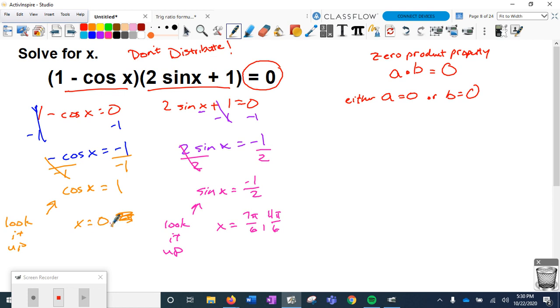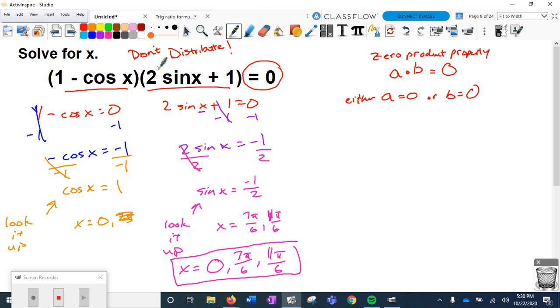So since 0 solves this part and 7 pi over 6 and 11 pi over 6 solve this part, they are all part of our final solution. 0, 7 pi over 6, and 11 pi over 6. Again, we could have thrown in the 2 pi, but the 2 pi is the same thing as 0. All right, so that's the deal with these.